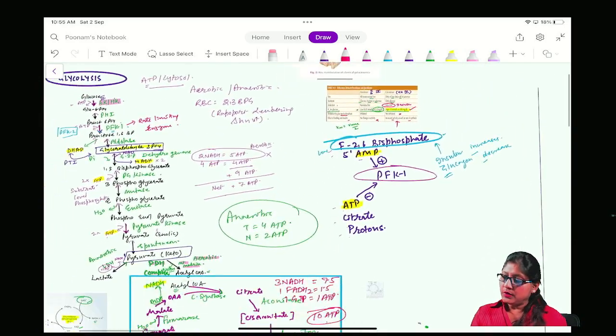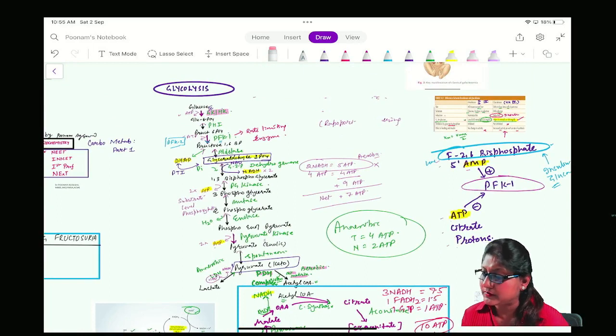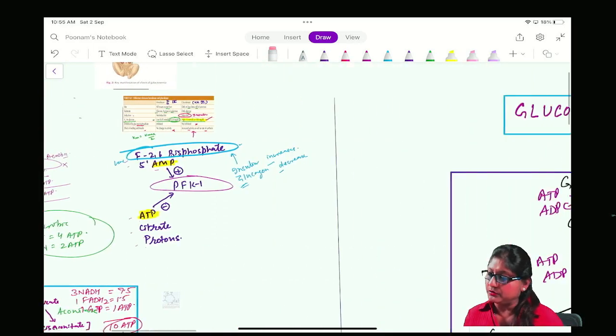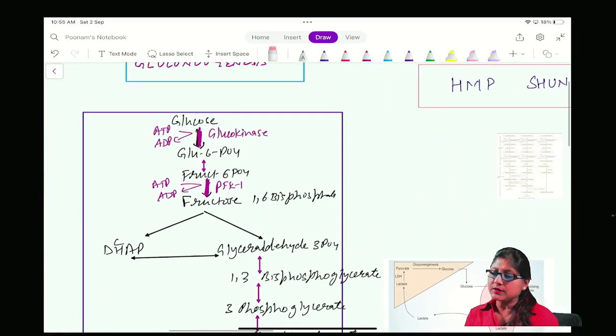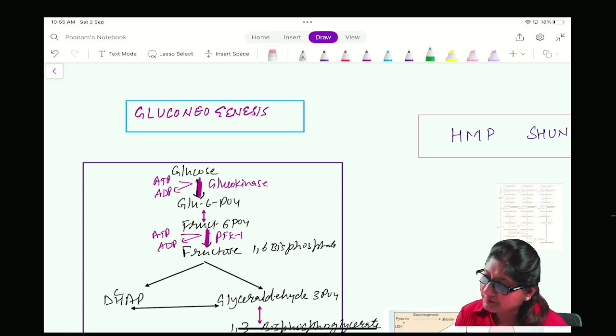Now coming to the next aspect of it, and I promised you that I'll be integrating various pathways also. So let's talk about gluconeogenesis, right? Gluconeogenesis occurs in the opposite condition, in fasting or starvation. Glycolysis was occurring in the well-fed state, but gluconeogenesis is going to take place in the starvation or fasting state.